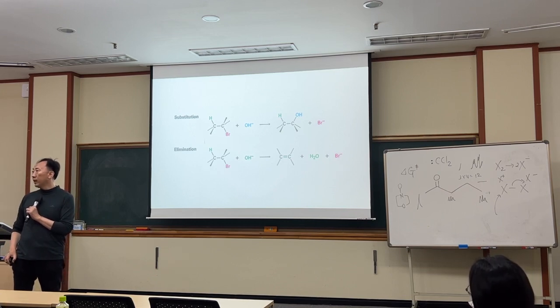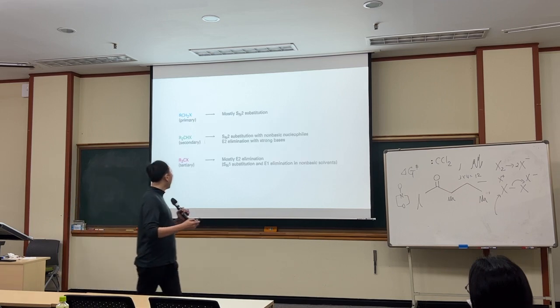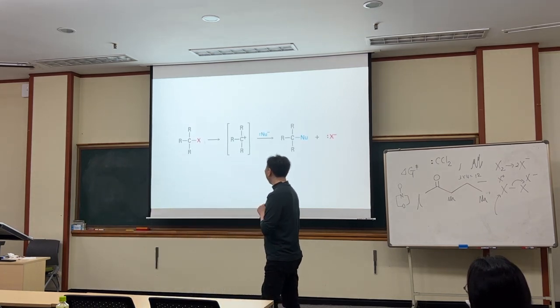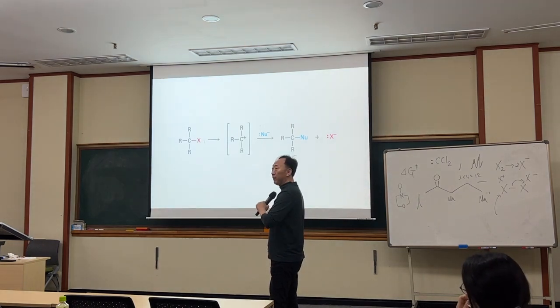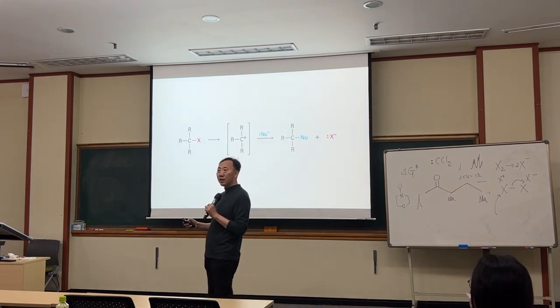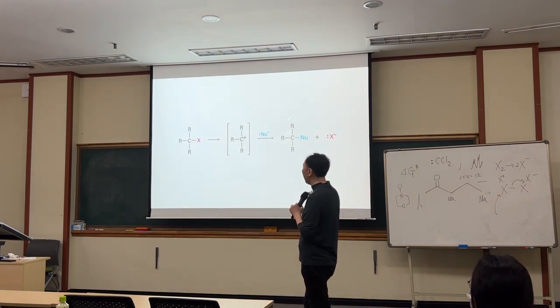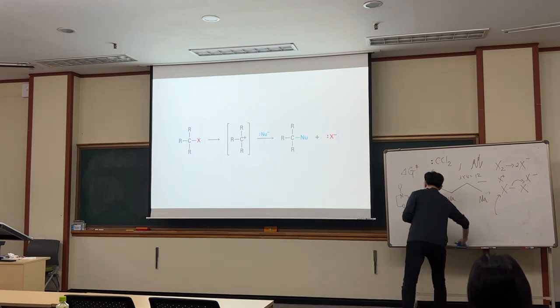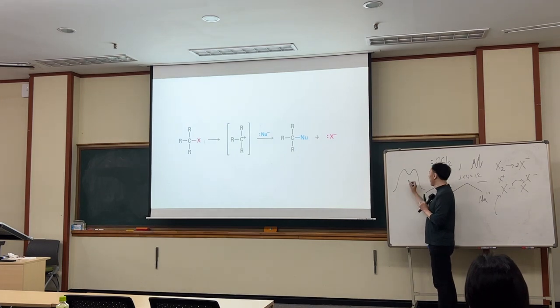But SN1 and E1 have a carbocation as an intermediate. Before the reaction goes, if this halide is removed first, even before the nucleophile attacks, and you generate the carbocation as an intermediate, then this reaction can be either SN1 or E1. If the nucleophile then combines with it, that is SN1. And reaction profile wise, this reaction looks like this type, and this is the carbocation.